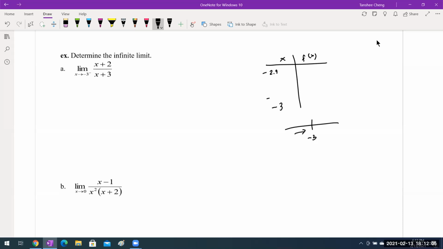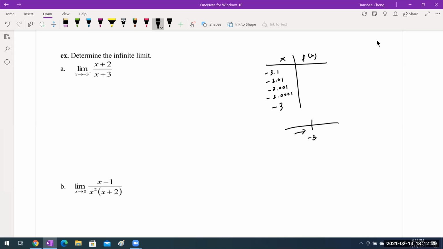I can compute -2.9, -2.99. Oh no, my bad, sorry. From the left-hand side, it's going to be -3.0, -3.1, -3.01, -3.001, -3.0001, and so on and so forth. So notice that I'm getting closer and closer to -3 from the left-hand side.